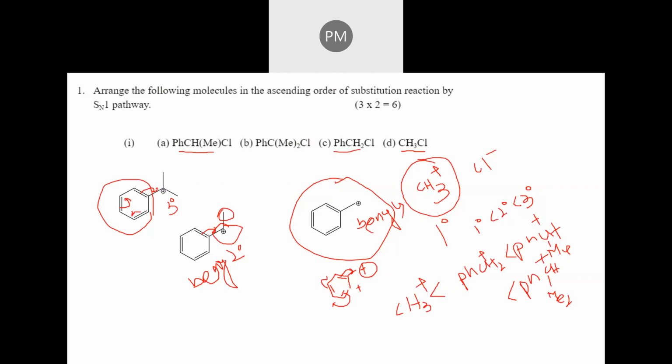So that will be the case. For the stability of the carbocation, this benzyl one, B, has the highest stability. A is the next highest, then C is the next one, and D will be the least stable. So the ascending order for the SN1 pathway will be like this: methyl chloride will be the least, so the ascending order will start with methyl chloride, then this, then D.